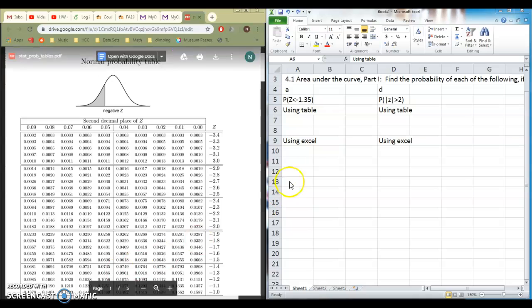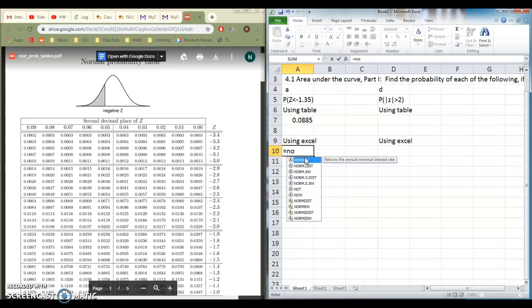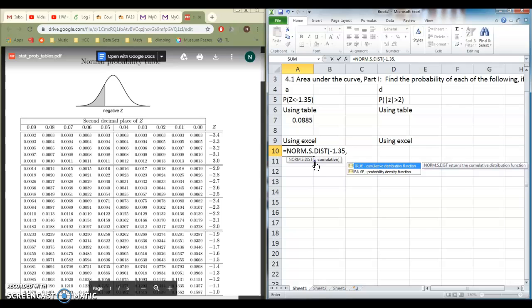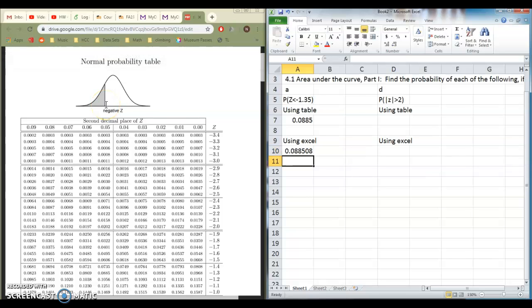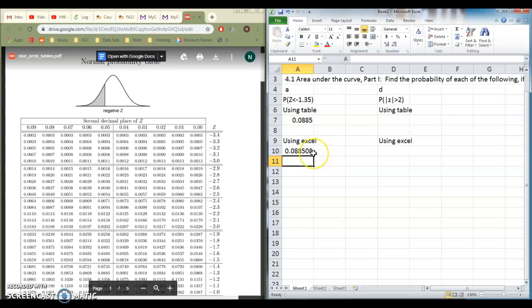So let me just type that in here for my answer, 0.0885. I can do the same thing with Excel. We're using the standard normal, so I'm going to type in normal distribution, and this means our standard distribution, so I'll go ahead and click on that one. I just need to know the z-score, which is negative 1.35, and I need to know if it's cumulative, and this is always going to be true for us. Cumulative means it'll tell us the area underneath the curve from negative infinity out to negative 1.35. And I get the same number, with a little bit more precision in Excel.